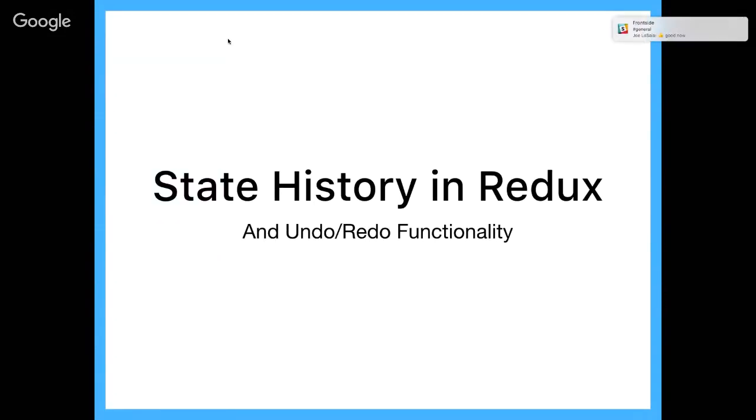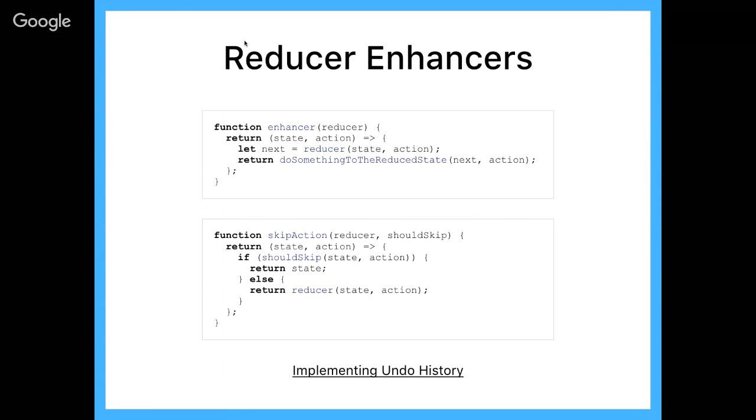Roll. Cool. So, state history in Redux with undo redo functionality. There are a few libraries out there that do this. If you Google Redux history, you'll come up with a bunch of browser history Redux related stuff. If you Google Redux undo redo, you'll find a few libraries. But first, you'll need to know about reducer enhancers for any of those libraries.